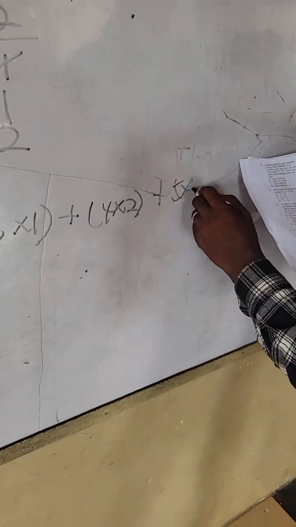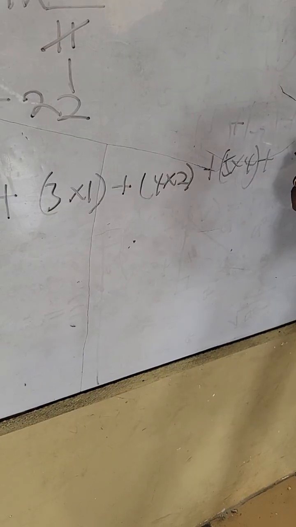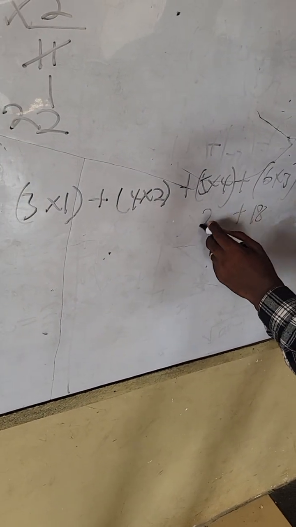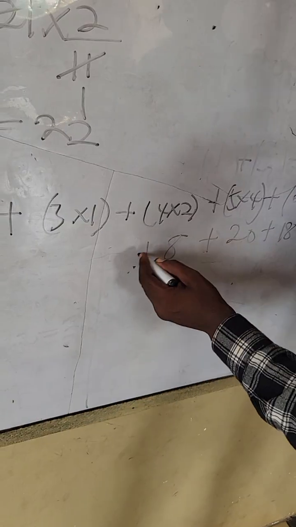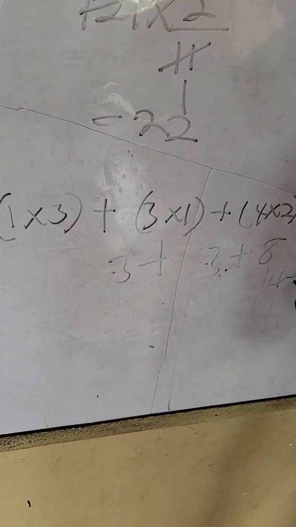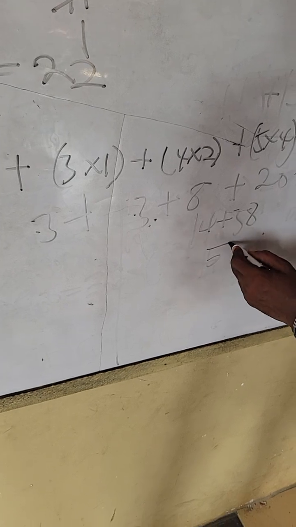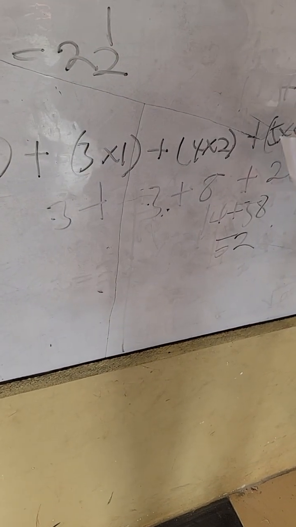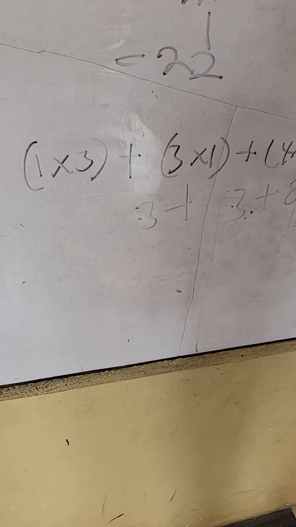5 goals were scored by 4 teams. 6 goals were scored by 3 teams. That's 18, 20, 8, 3, 3. So that's 6, 14 plus 38, and that is 52 goals. Option C. What's the mean of the goals scored?